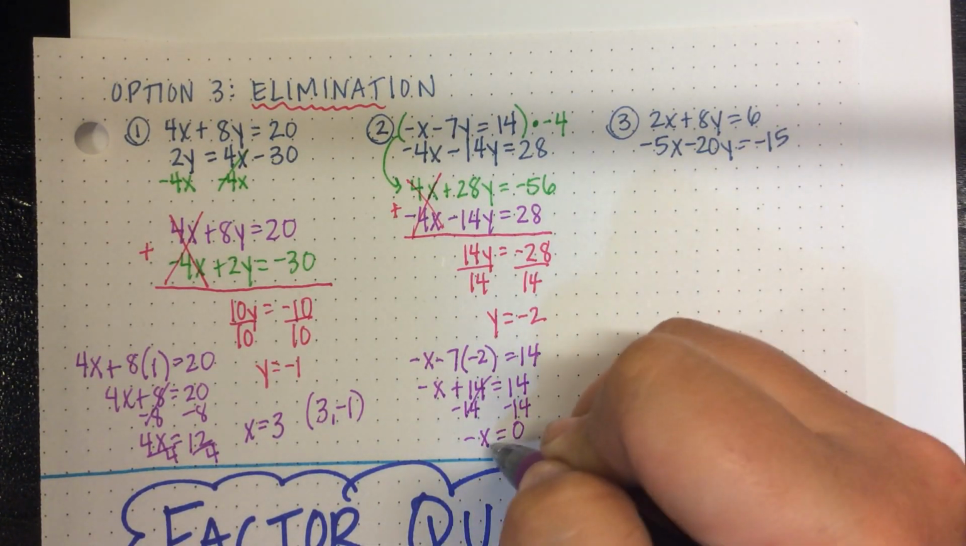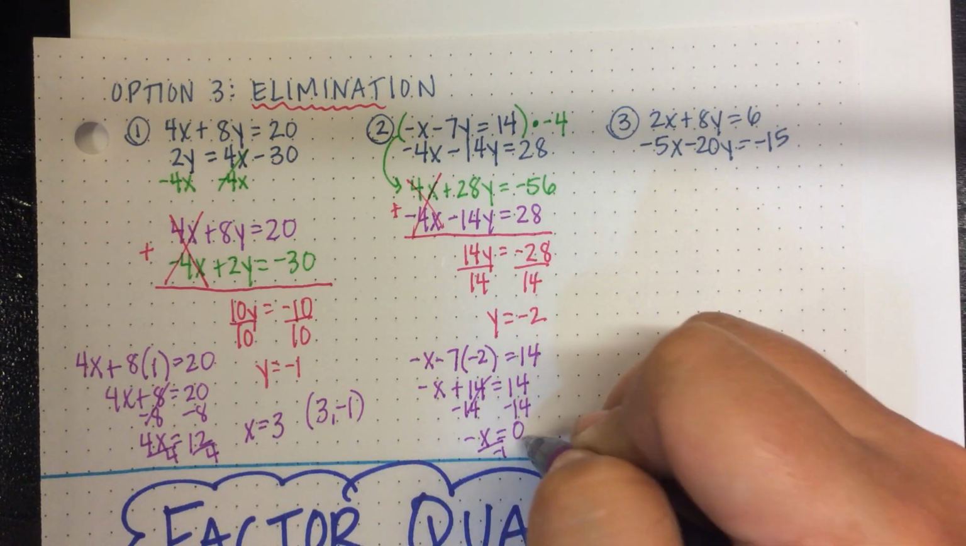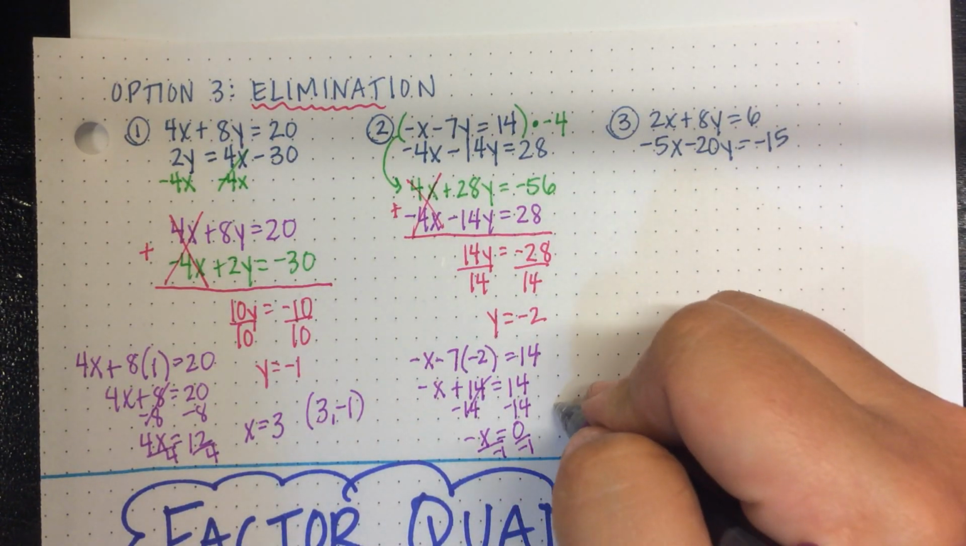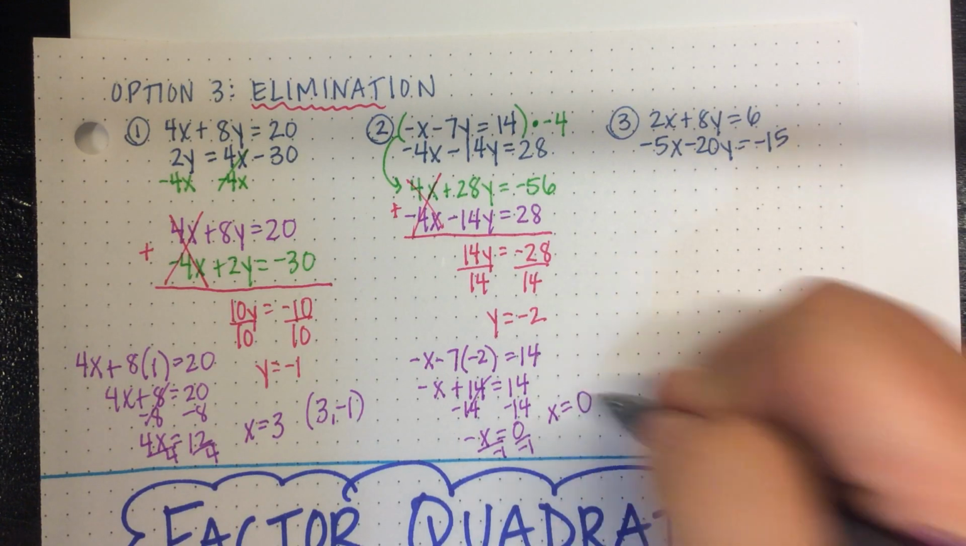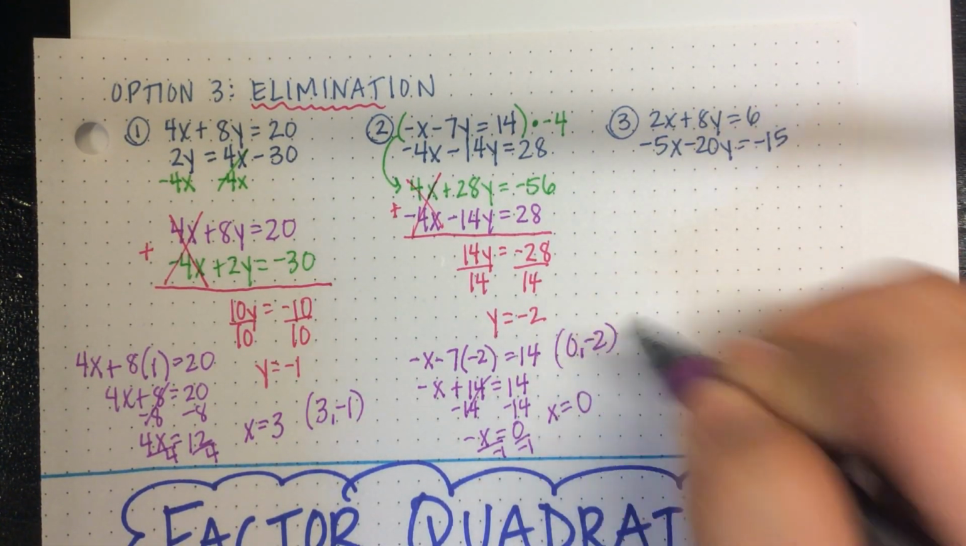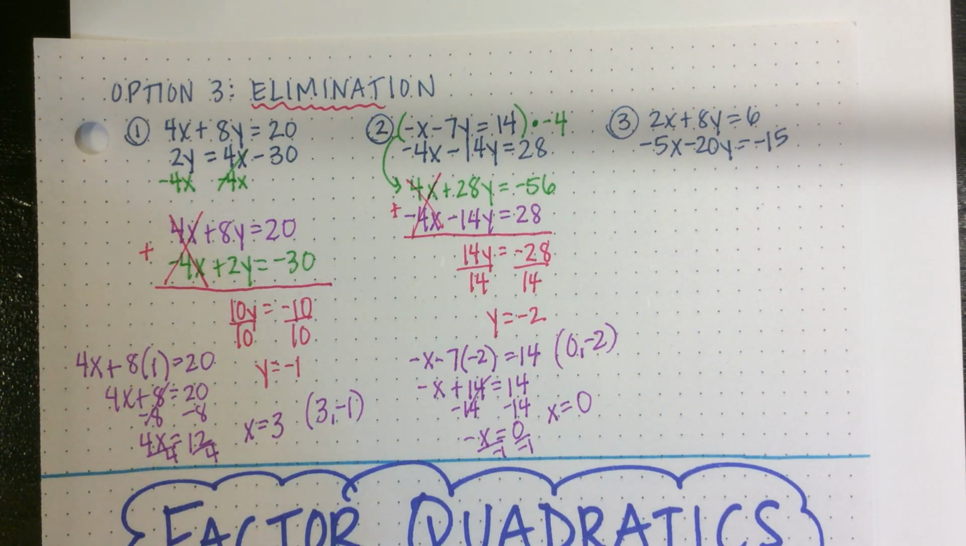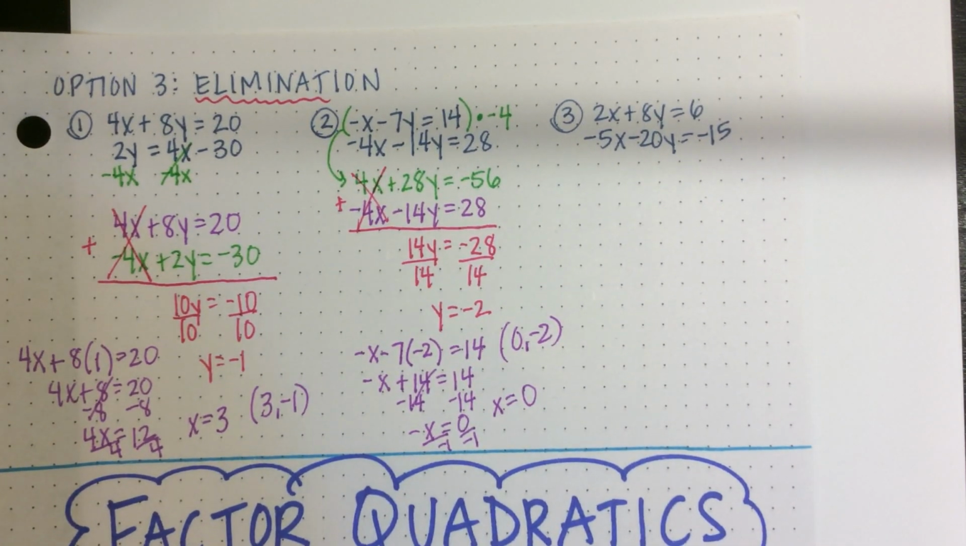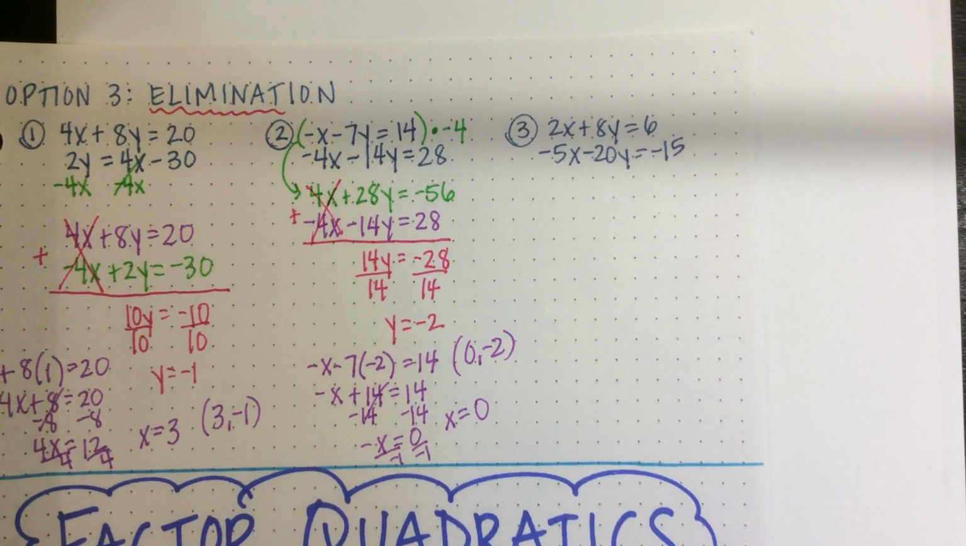And I have to get rid of that negative. That's a negative 1. So I'm going to divide both sides by negative 1. But 0 divided by anything is 0. So my ordered pair is 0, negative 2. All right, you got to get one of your variables to cancel. It doesn't matter which one you get to cancel.